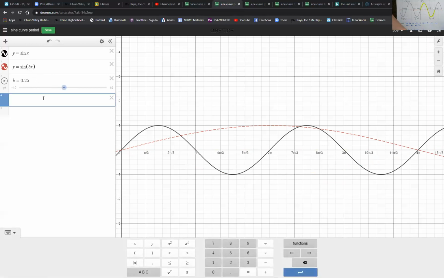So what it looks like is this. It looks like y equals sine of x divided by 4. We'll put parentheses. You see how that purple curve went right on top of the red one? That's because it's the same one. It's the same curve.